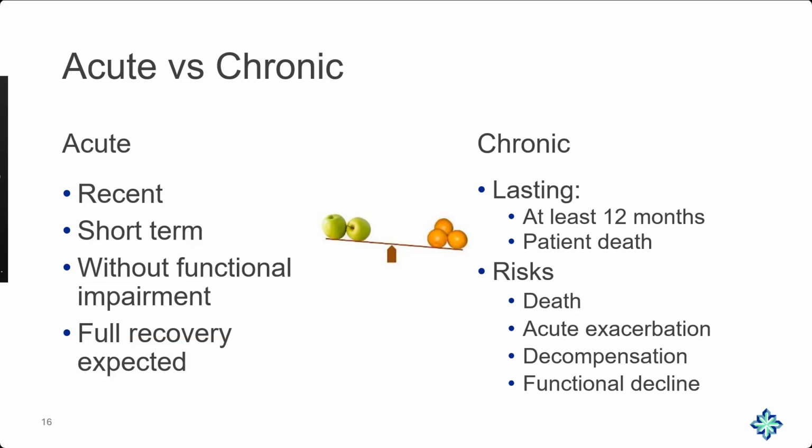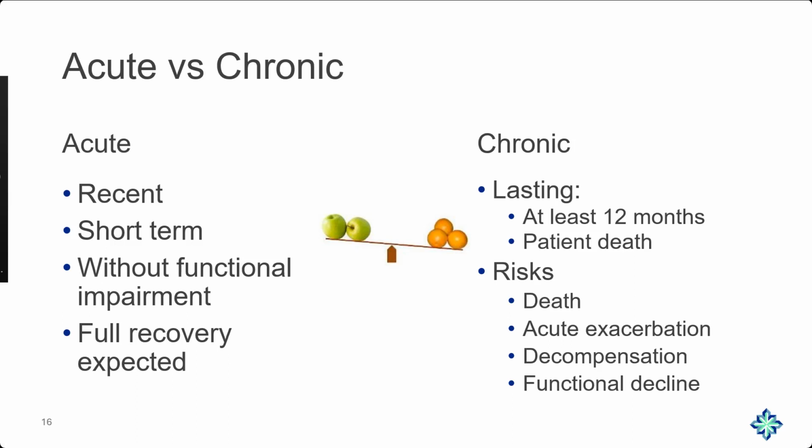something that's recent, it's short term, maybe they haven't had it very long. It doesn't have any functional impairment. So the example would have been that rash, that cold, that sinus infection. We are expecting a full recovery because it's an acute condition for a patient without any comorbidities that maybe change that for them. Chronic is defined as a condition that's expected to last 12 months.